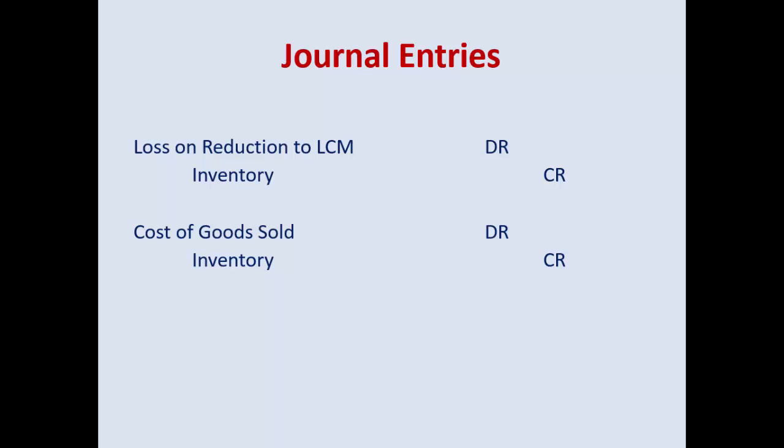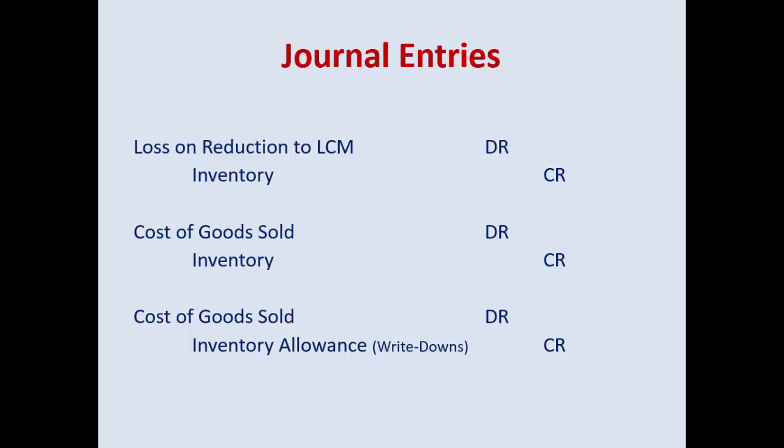You can put it in a loss on reduction to LCM account, or you can put it into cost of goods sold. And now this is going to affect your multi-step income statement, because if it's in cost of goods sold, it's above gross profit. If it's recorded as a loss account, it's down in other income and expenses, down on the bottom of your income statement.